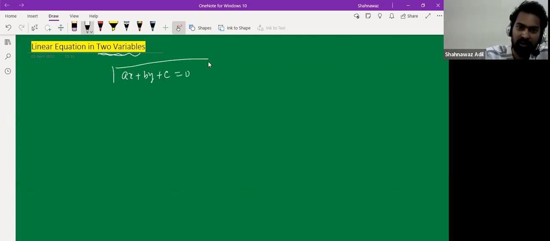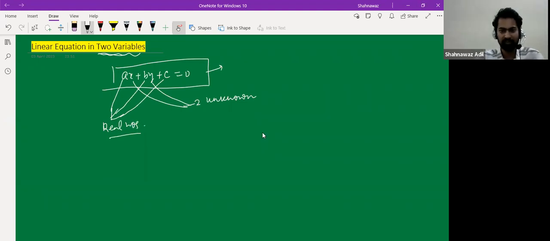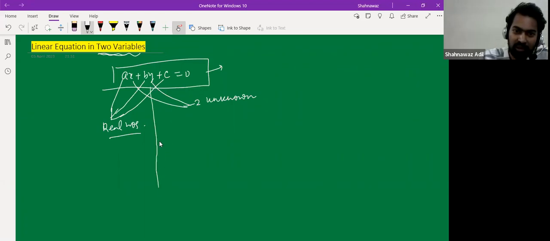Yes, sir. So this is a linear equation in two variables where we have two unknowns. And A, B, C are real numbers. So there are two ways to represent this linear equation. One is the algebraic method that I have written here, so this is the algebraic representation. And the other one is the graphical representation.